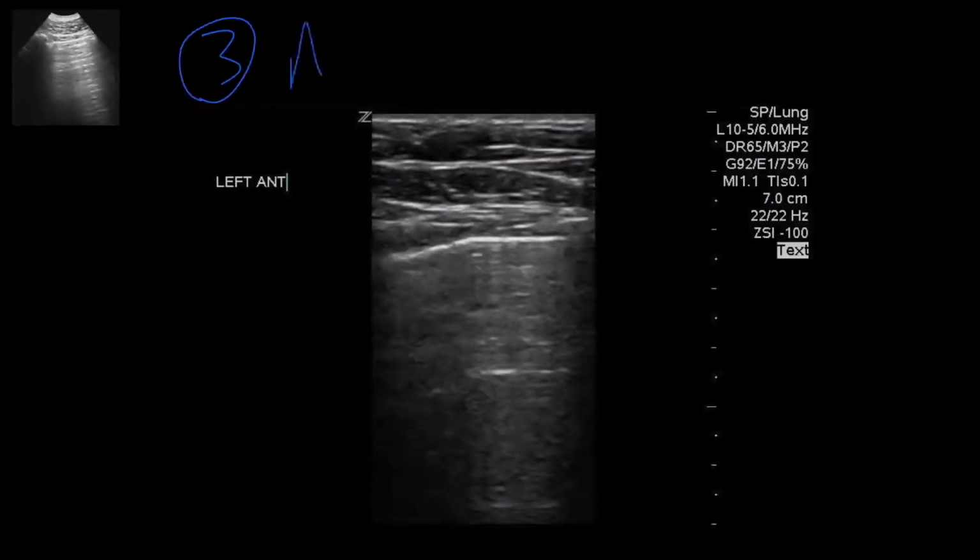The next sign is the A line. And again, if we identify that this is the pleural line, what A lines are is horizontal lines that are reverberation artifact of the original pleural line. So we see the original pleural line here, and then we'll notice that equidistant from the skin to the original pleural line, we have a second horizontal line. And then equidistant again, we have a third horizontal line. And again, these horizontal lines are reverberation artifact identified as an A line.